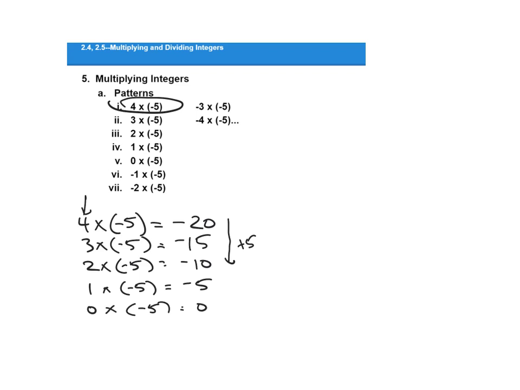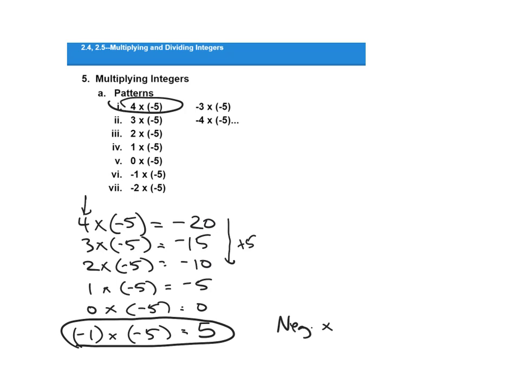So -20, -15, it's increasing by 5. So what has to happen next based on the patterns is it has to continue to increase by 5. So what you get is a +5. And what you just established or showed or proved using patterns is that a negative multiplied by a negative equals a positive.